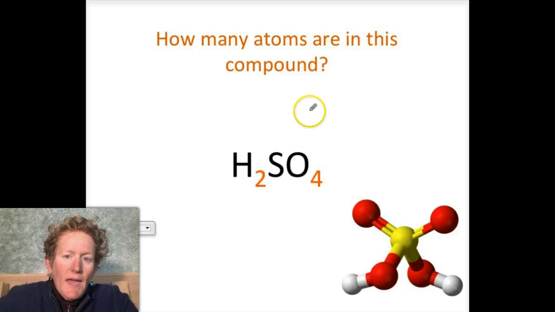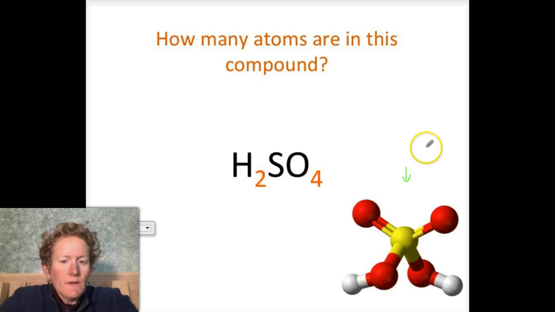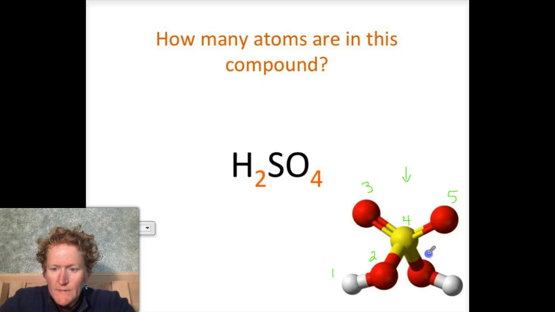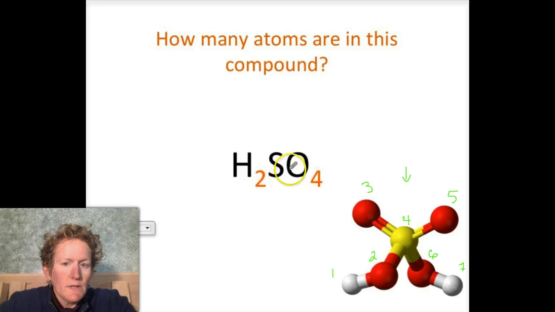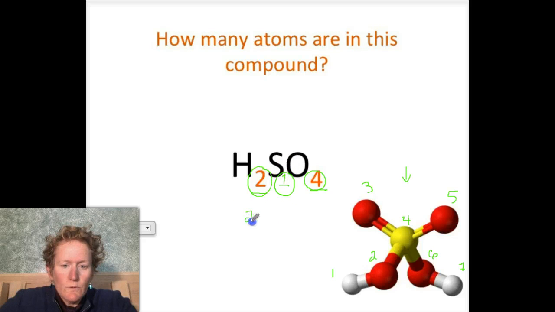So we want to know how many atoms are in this compound, how many atoms are in this molecule right here of sulfuric acid. Now we could just look at the ball and stick model here and count 1, 2, 3, 4, 5, 6, 7. But we don't always have a ball and stick model to look at. So we need to learn how to do it from looking at the chemical formula here. If we look at the subscripts and know that if they're not written, they are 1, we can count up how many atoms are in the compound. There's 2 here, 4 here, and we know sulfur has 1, even though the number isn't written. So 2 plus 1 plus 4 equals 7.